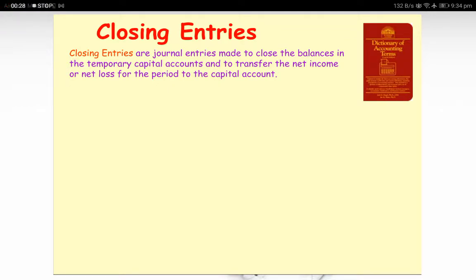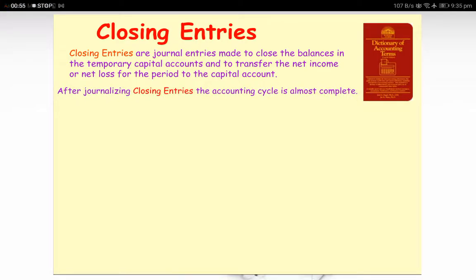So what are temporary capital accounts? These are expense accounts and income accounts for a particular accounting period. Let's suppose 1 year. In our case they are closed out at the end, and their balances are shifted to the balance sheet. As you can see, in the balance sheet we add the net profit for the year or deduct the net loss for the year. So these entries are called closing entries.